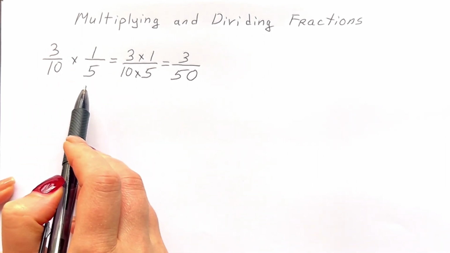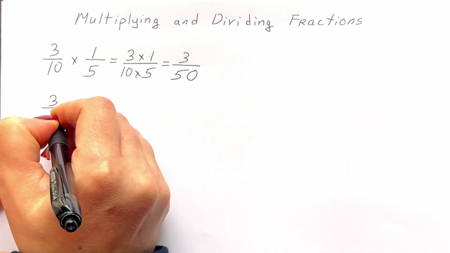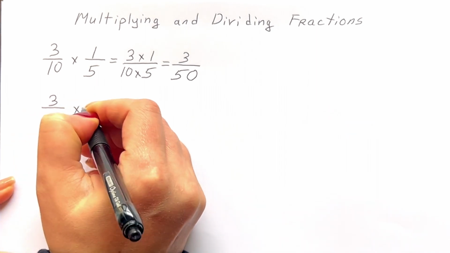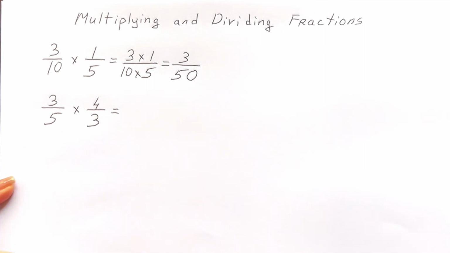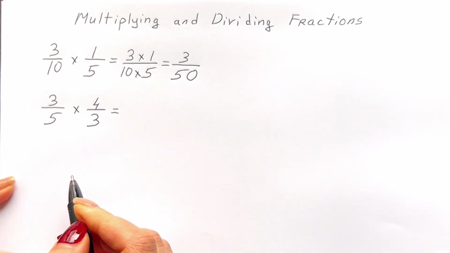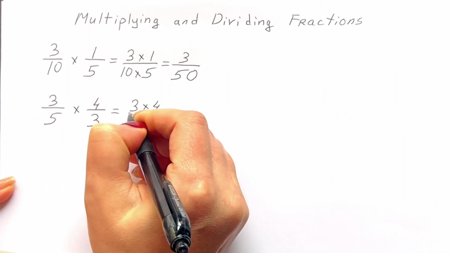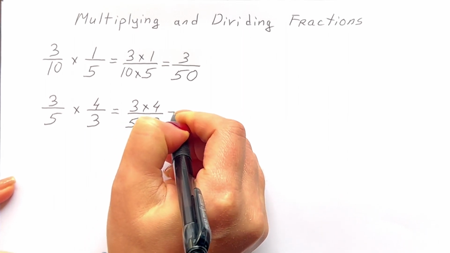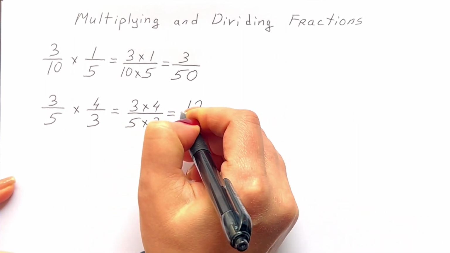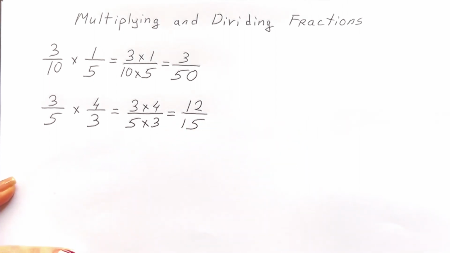So, let's do another example. For example, I have 3 over 5 times 4 over 3. Again, the same way, we will multiply the numerators together, 3 times 4, and denominators together, 5 times 3. 3 times 4 is 12, 5 times 3 is 15. Okay, the answer is 12 over 15.